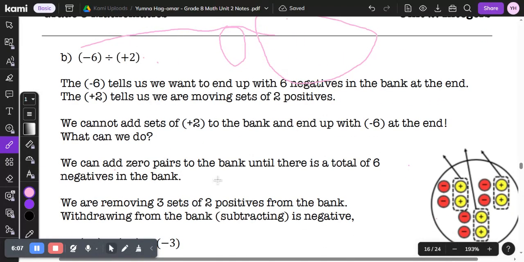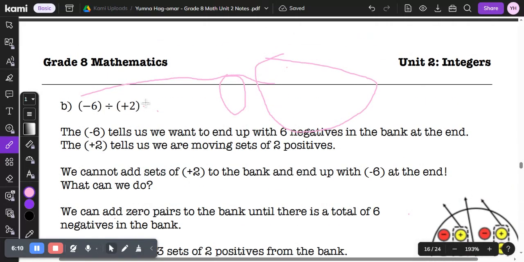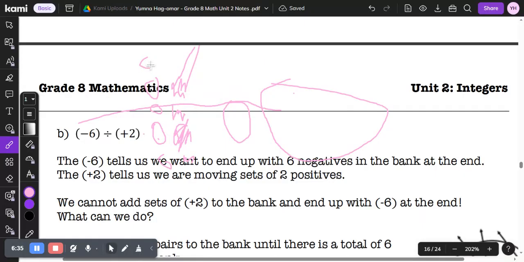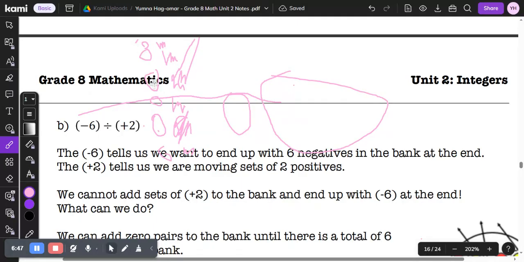That's how we use zero pairs. So we are going to be adding as many zero pairs as we need, which is a plus integer and a negative integer. I'm sorry, this is a negative and that's a plus. Okay. We're going to add as many as we can to supply us with 6 negative integers. There we are. 6 negative integers.